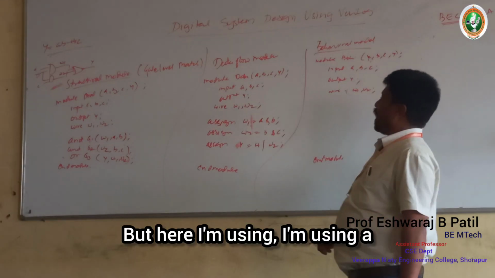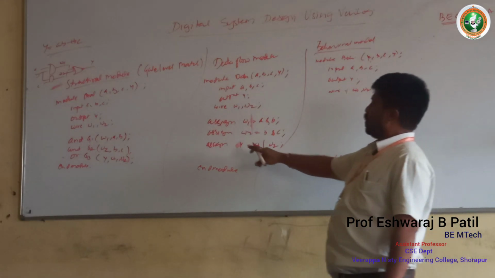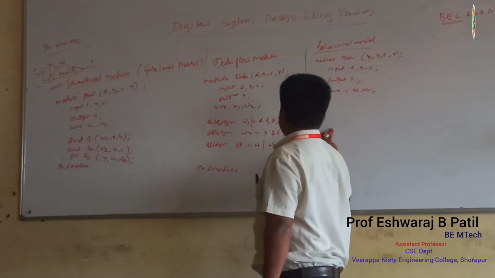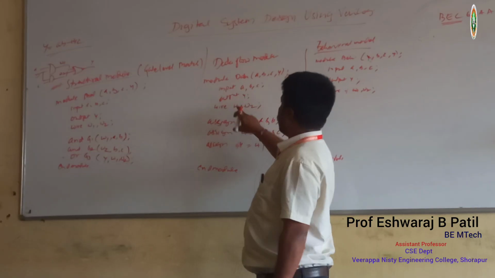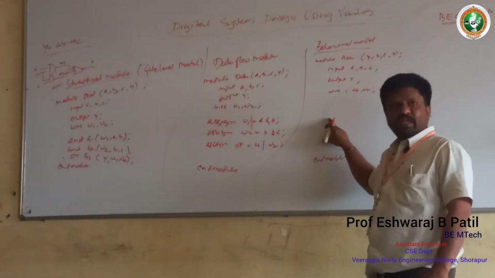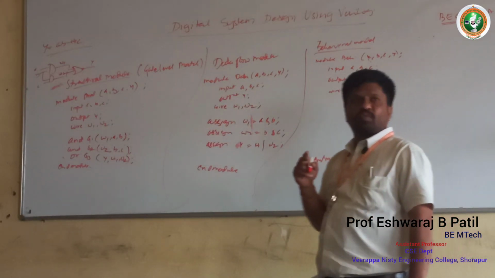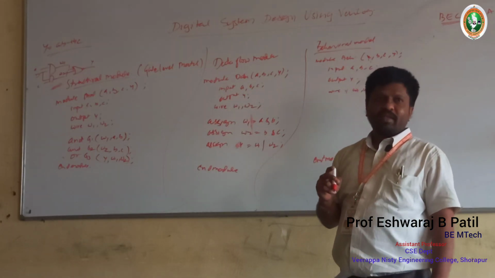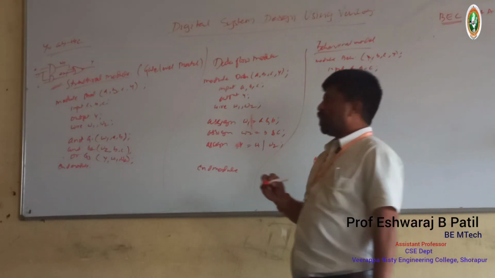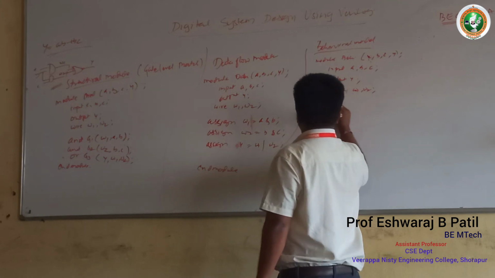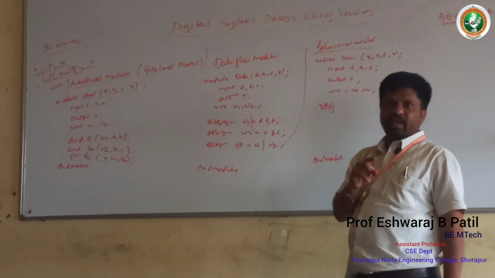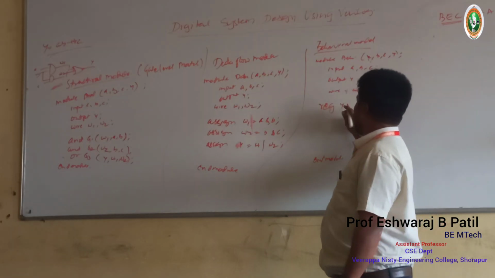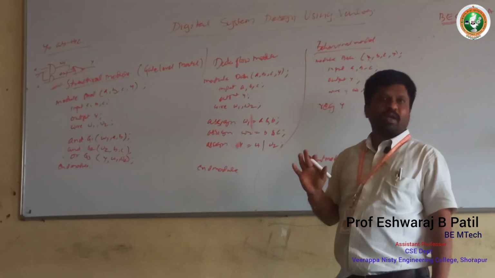But here, instead of using the gate names directly as in the structural model, I cannot use the gate names here, and even the assign keyword from the data flow model I will not be using. I am using just two keywords: one is the reg keyword, and another one is the always keyword. The reg keyword is used for writing the expression for the output only.